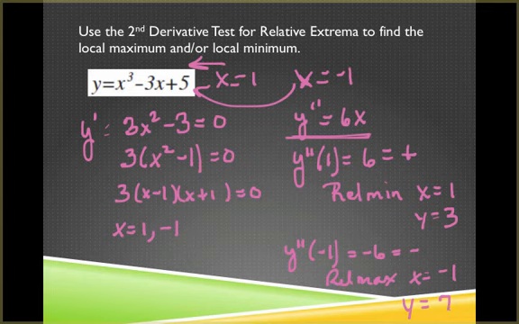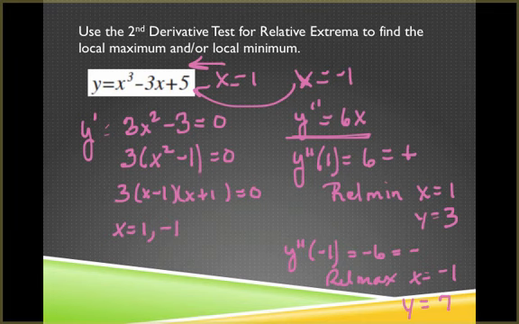So these are actually very quick ways to test for local maxes and mins if you don't want to have to do a sign chart. So you can just use your second derivative and evaluate. If you have a positive value for your second derivative, it's your relative min. And if you have a negative value for your second derivative, you have a relative max.